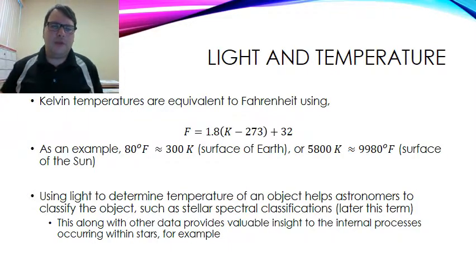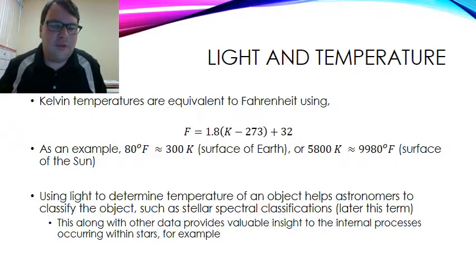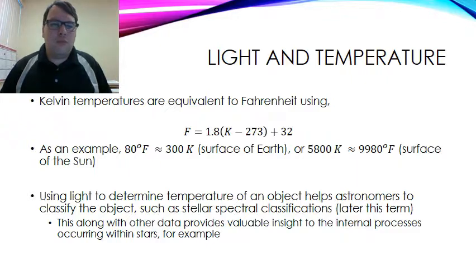So just as a quick reminder, in case you're not entirely familiar with the Kelvin system, Kelvin is used to basically work like a temperature system like Fahrenheit. To make that conversion, you can use F is equal to 1.8 times the quantity of K minus 273, plus 32. K being the Kelvin, F being the Fahrenheit.